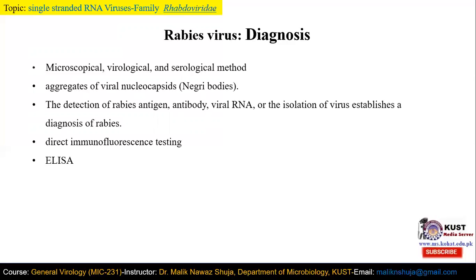Basically, we are taking samples from saliva, serum, fluid, and some other biopsies. From saliva, we are isolating the virus and using RT-PCR. From serum and fluids, we use it for the detection of antigens and antibodies.